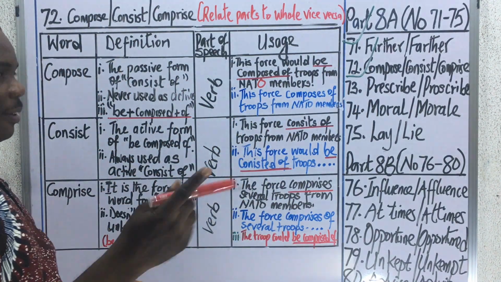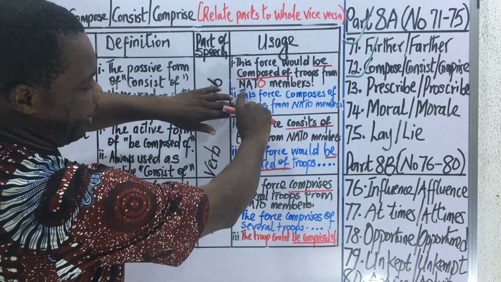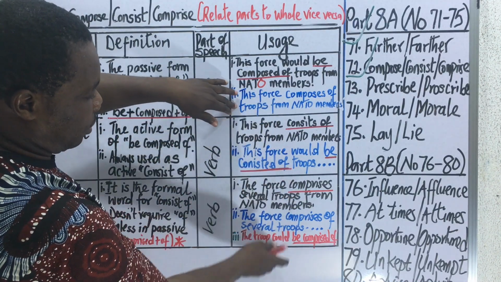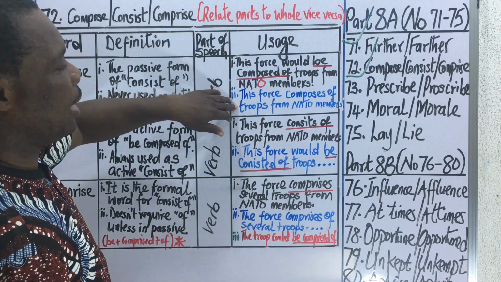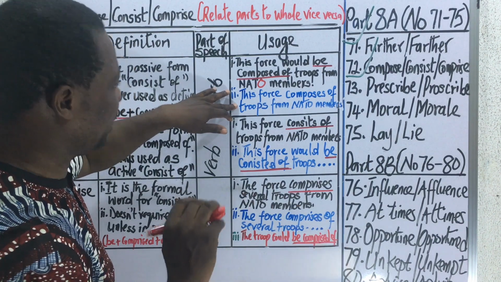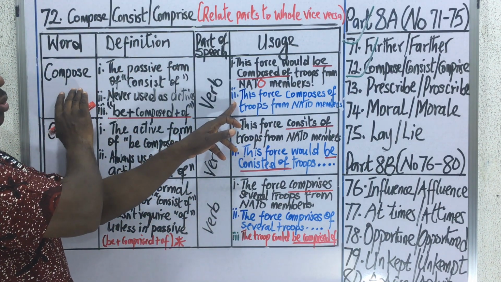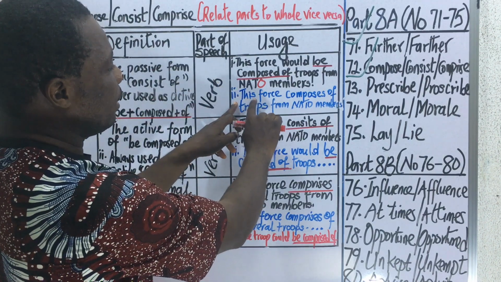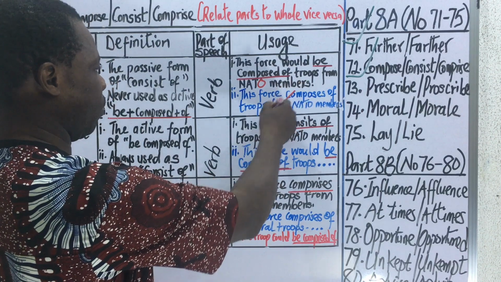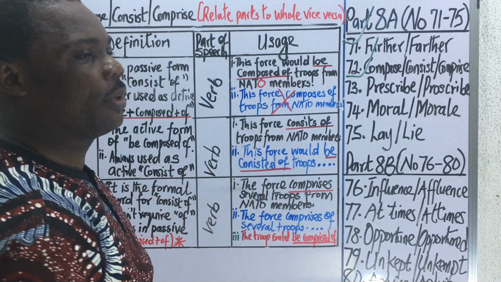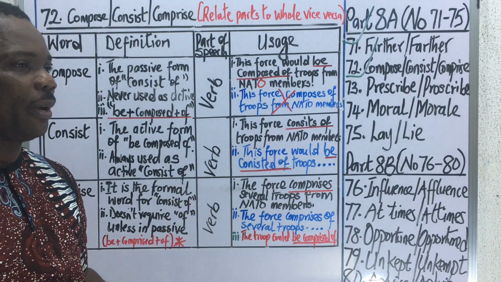Perfect. Look at the one in blue. Please take note that whatever you have in blue as far as this table is concerned, is incorrect. It's unacceptable. But let me read it out. As for the first one under compose, we have something like this: this force composes of troops from NATO members. No, it's not acceptable.